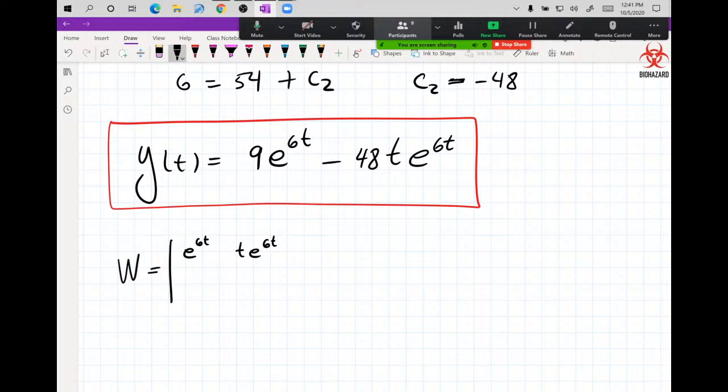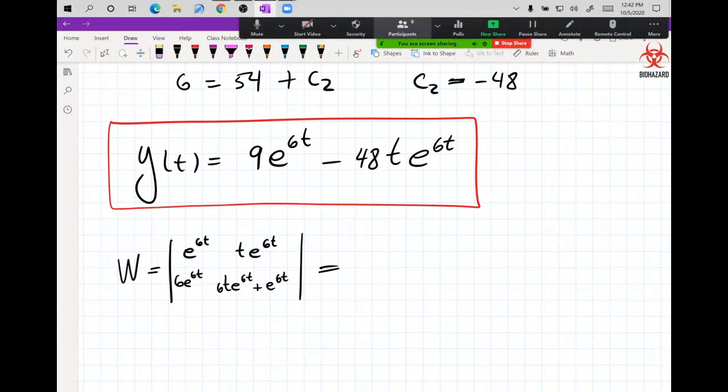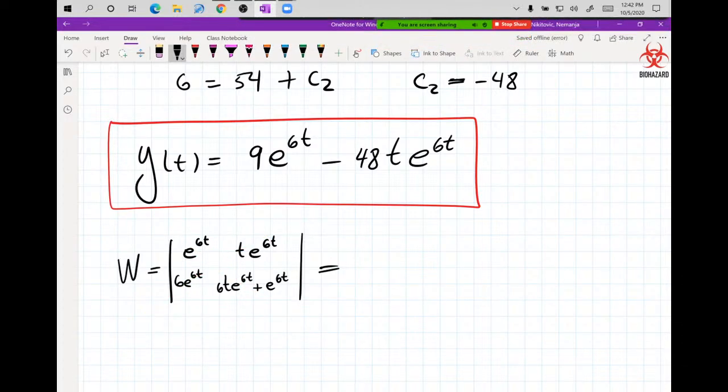So we plug the two solutions in the top row of the matrix, and then we put derivatives in the bottom row. So the bottom row, here we have 6e to the 6t. This one is still a product rule. Copy the first derivative of the second. So that's going to give us another 6 out there. And then copy the second derivative of the first. So it's just this. And we know that we are supposed to go wee, right?